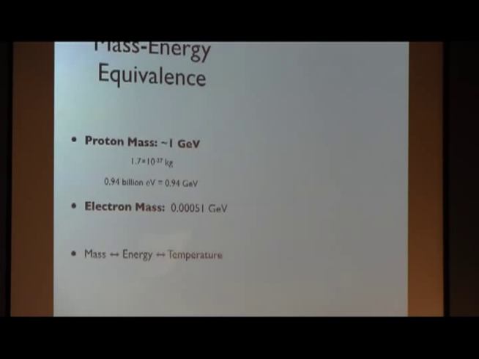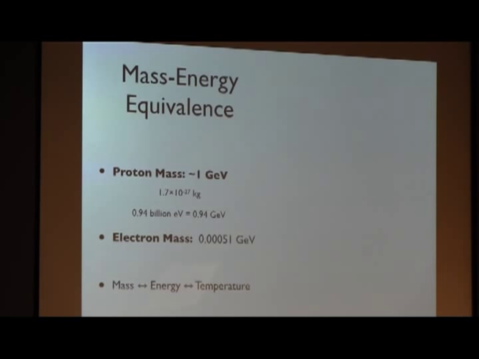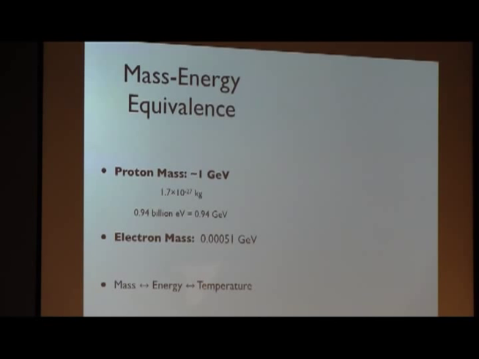So just to make you a little bit more comfortable with that, this is called mass-energy equivalence, and I'm going to give you some benchmark points. You have all heard of protons and neutrons and electrons. A proton has a very small mass in what we think of as natural mass units, like kilograms. It's 1.7 times 10 to the minus 27 kilograms.